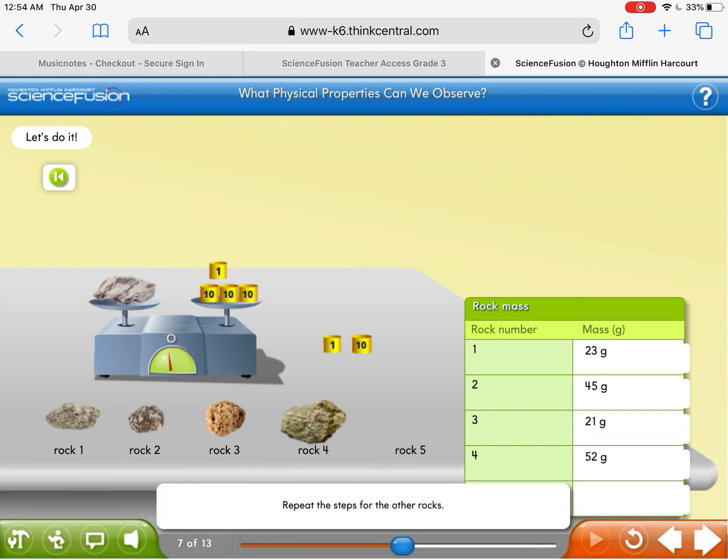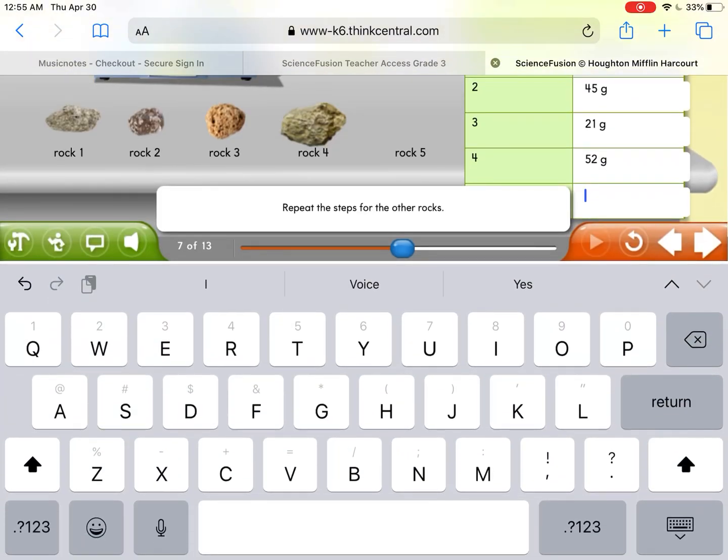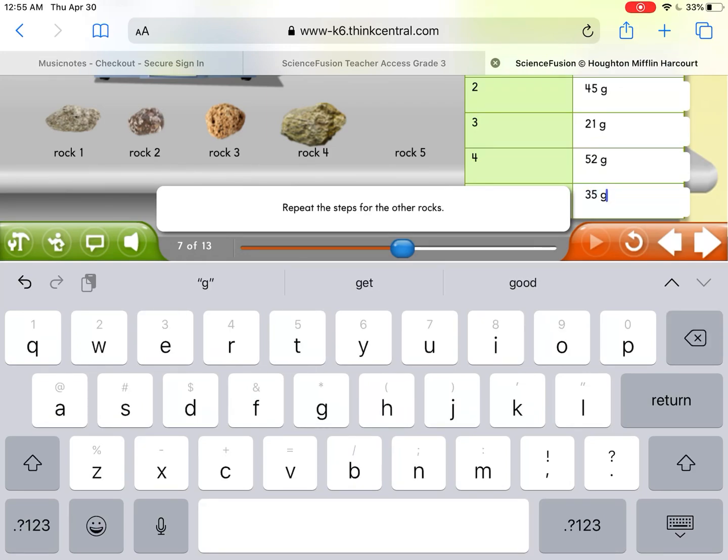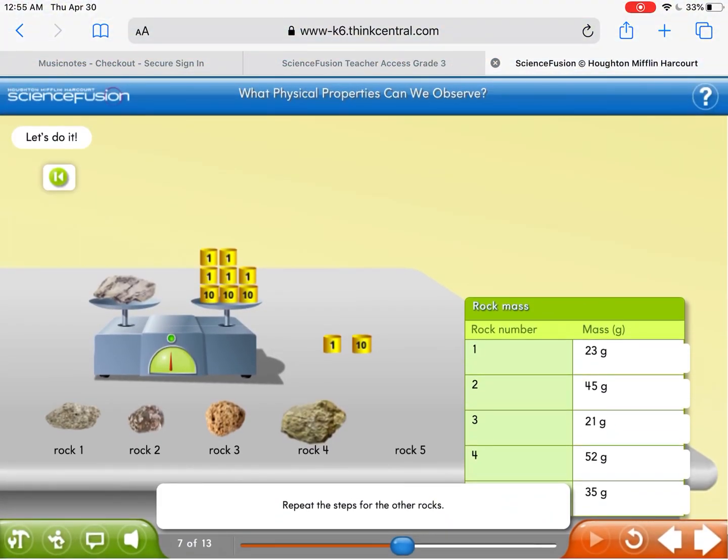10, 20, 30. I'm going to do ones now. 1, 2, 3, 4, 5. So 10, 20, 30, 1, 2, 3, 4, 5. 35 grams.